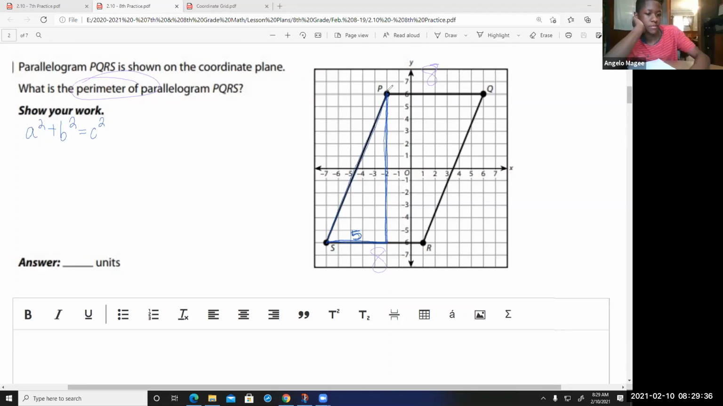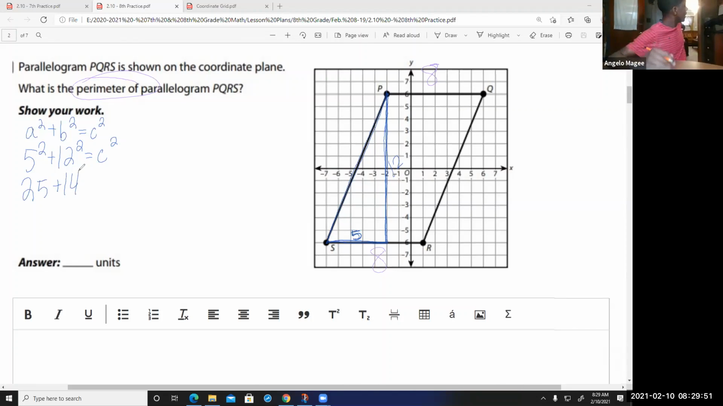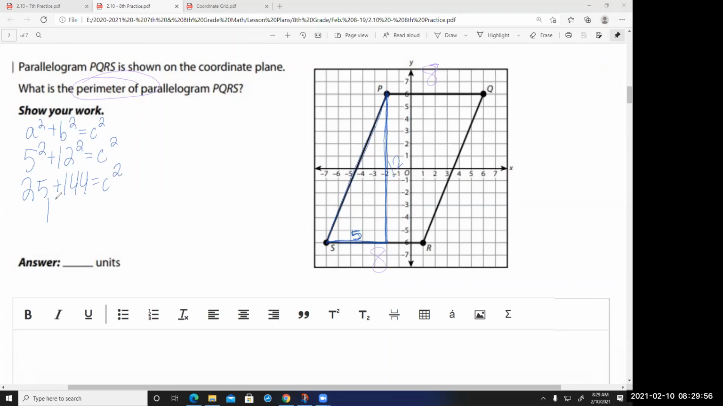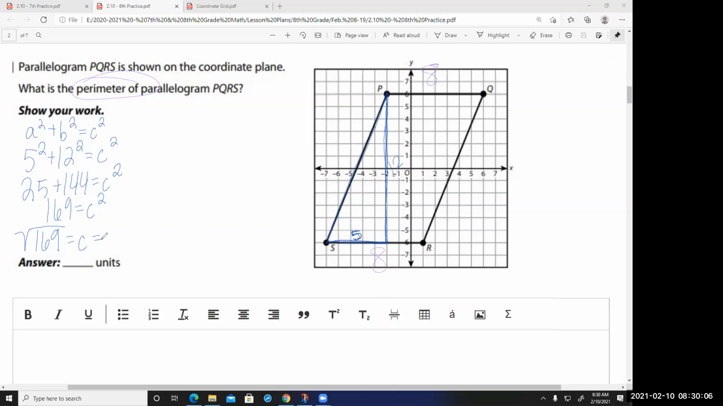12. So we have that A and B, so that'll be 5 squared plus 12 squared. What is 5 squared? 25. 12 squared. 144. Right, 169. Square root. 13.